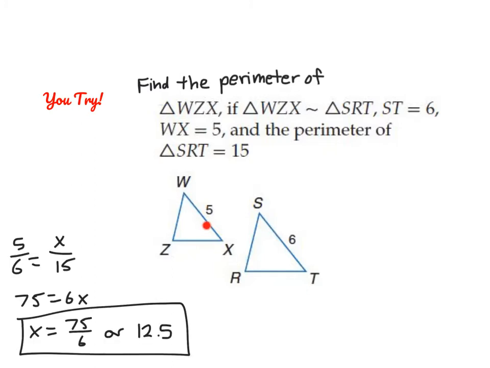Okay, so here we can start with the ratio of our corresponding sides, so 5 over 6, and then we can equate that to the ratio of the perimeters. We don't know the perimeter of triangle WXE, so I called it X, and they tell us that the perimeter of triangle SRT is 15, so X over 15.